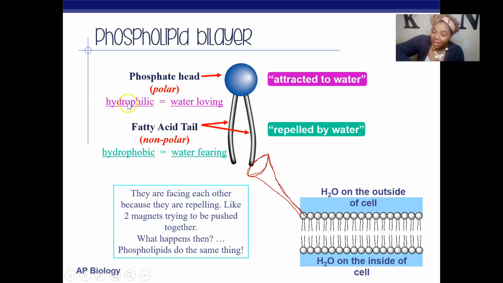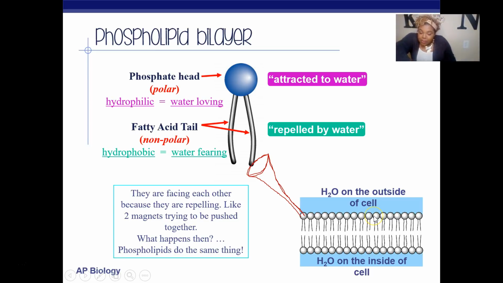So when you think hydrophilic, it loves water. And of course, because it loves water, we call it polar. And then the tails are nonpolar, so they're hydrophobic. The word phobic means, that's right, fear. So the tails are water fearing. So if you fear something, you want to stay away from it as much as possible.